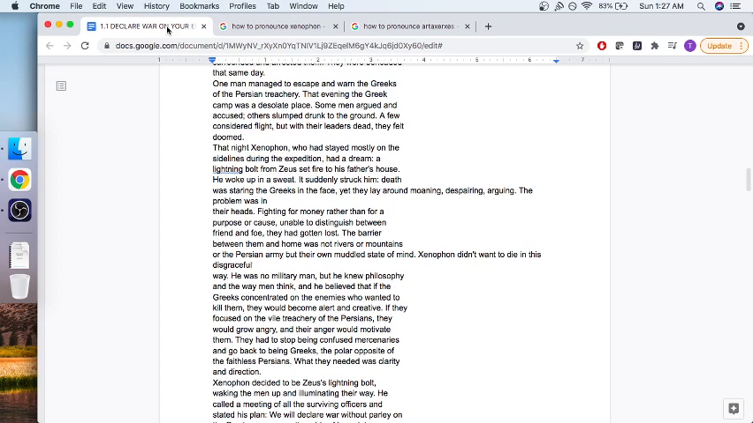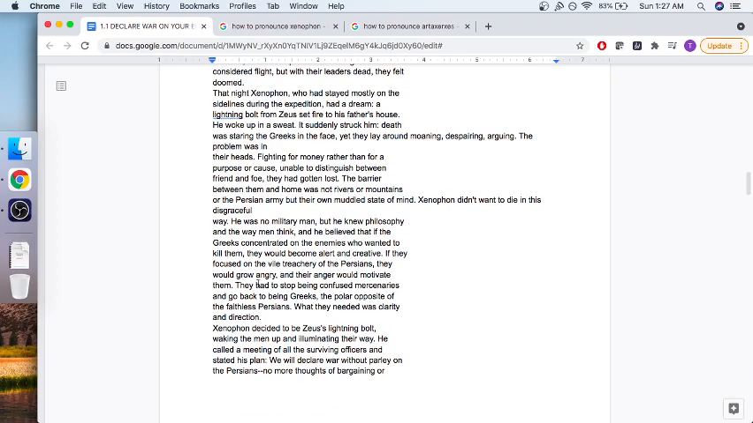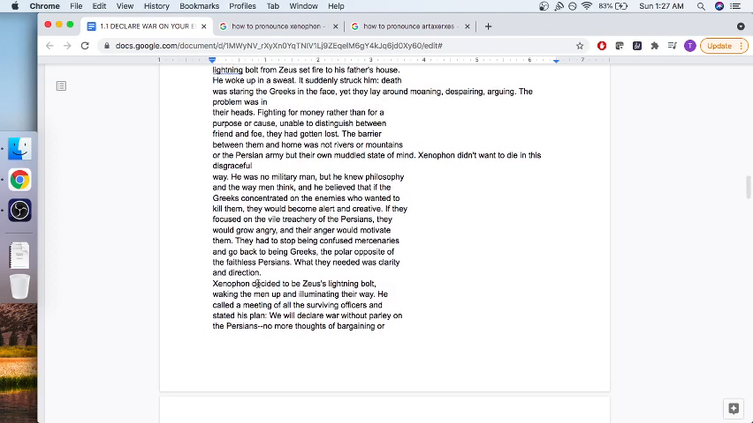Fighting for money rather than for a purpose or cause, unable to distinguish between friend and foe, they had gotten lost. The barrier between them and home was not rivers or mountains or the Persian army, but their own muddied state of mind. Xenophon didn't want to die in this disgraceful way.